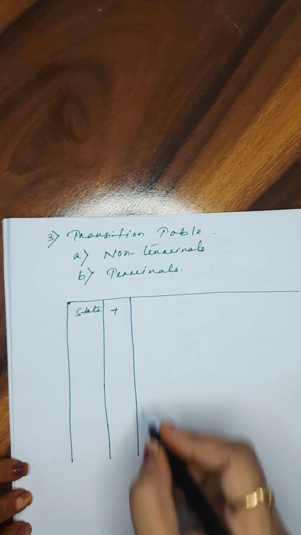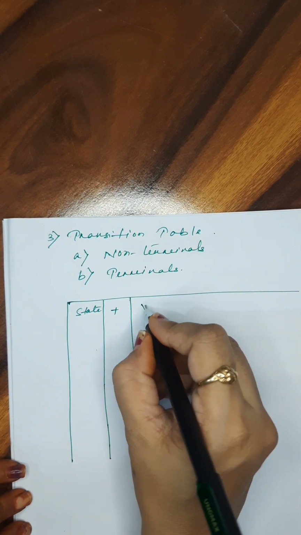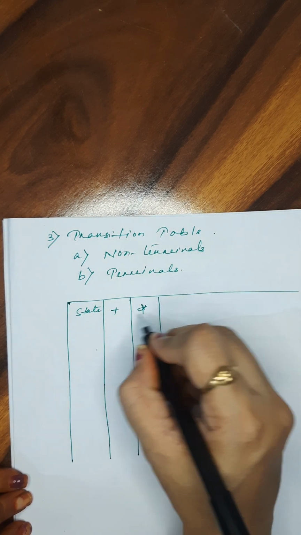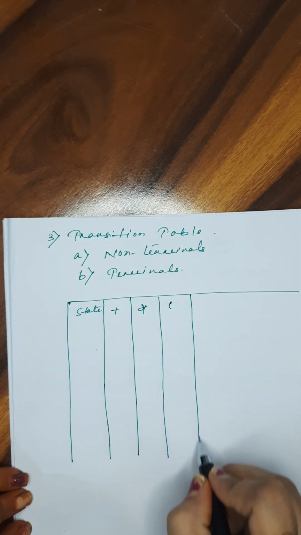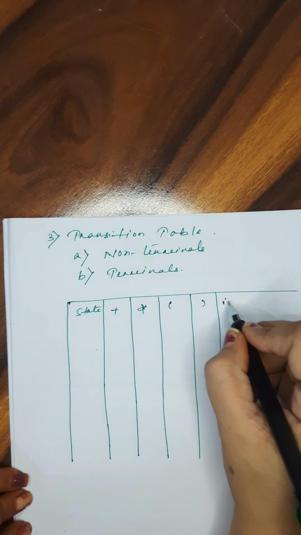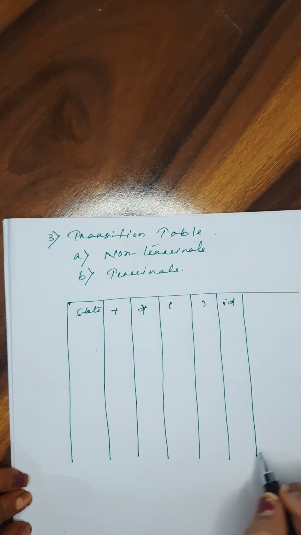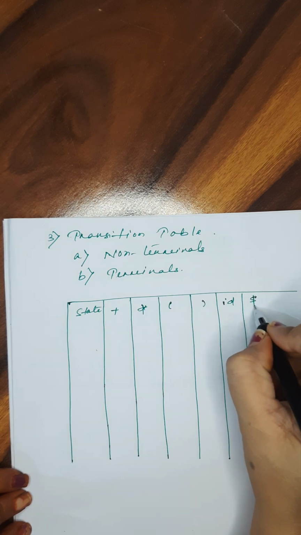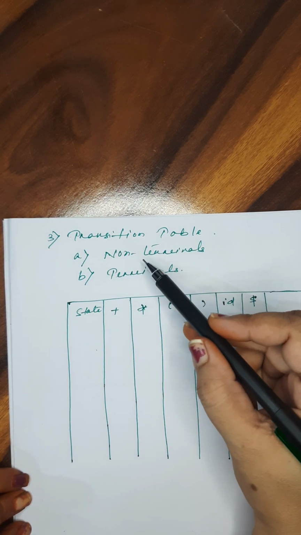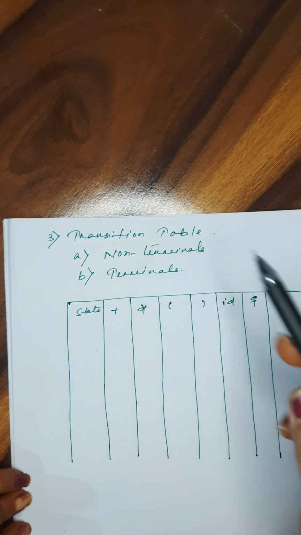The sequence you can decide, there is no problem with the sequence at all. The sequence that I have taken, you may take that or not. Plus, star, opening bracket, closing bracket, ID. One extra you have to take, dollar. Why you are taking this, I will tell you. The transition table will contain both the non-terminals and terminals.